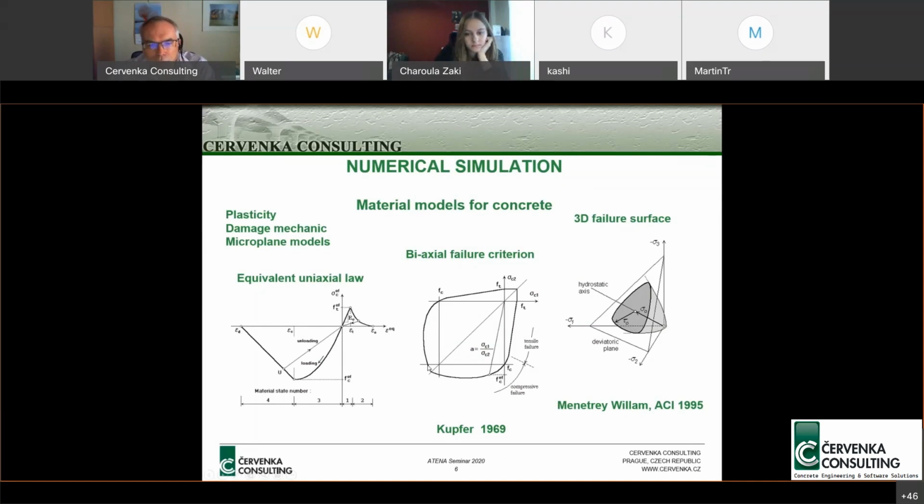If we now look at how this material model behaves in the 2D case, we can see this kind of failure envelope.